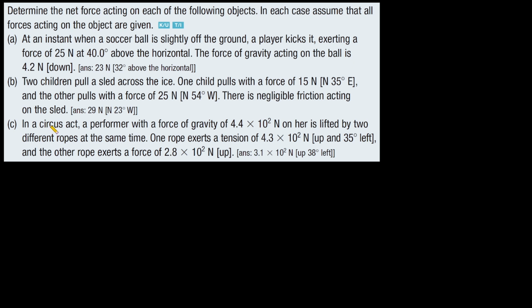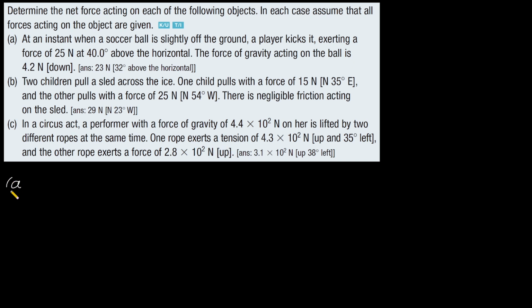C. In a circus act, a performer with a force of gravity of 4.4 multiplied 10 to the power of 2 Newton on her is lifted by two different ropes at the same time. One rope exerts a tension of 4.3 multiplied 10 to the power of 2 Newton. Direction is up and 35 degrees left. And the other rope exerts a force of 2.8 multiplied 10 to the power of 2 Newton. Direction is up.